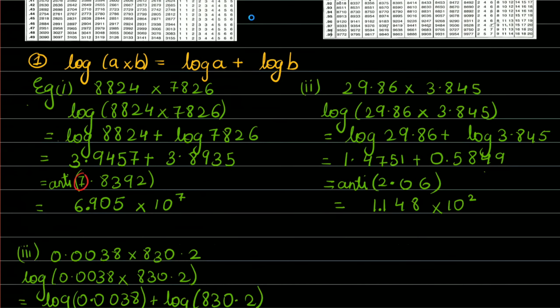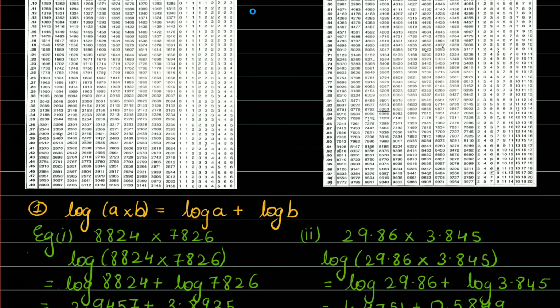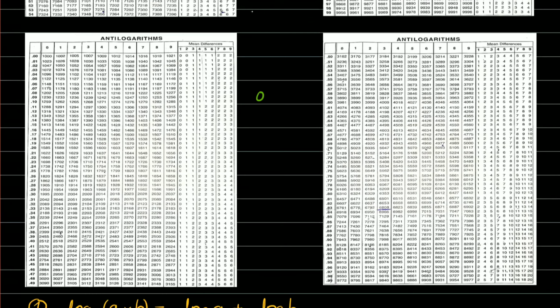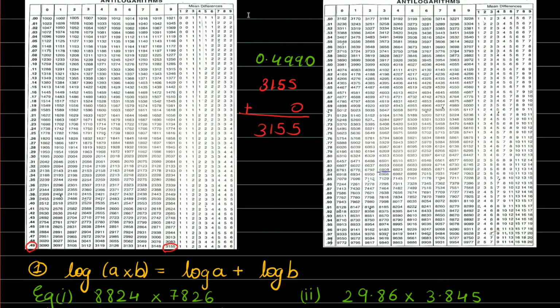After the point, the value is 0.4990. So the value 49 in the log table is over here. It is 0.49 in 9. It is 3155. 3155 plus the mean difference is 0. So we get 3155.